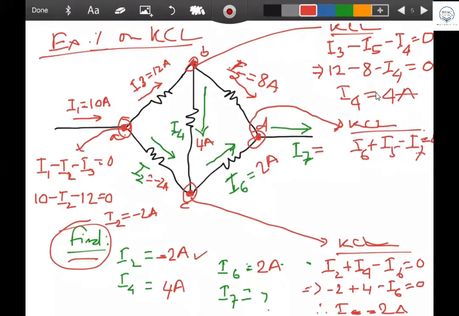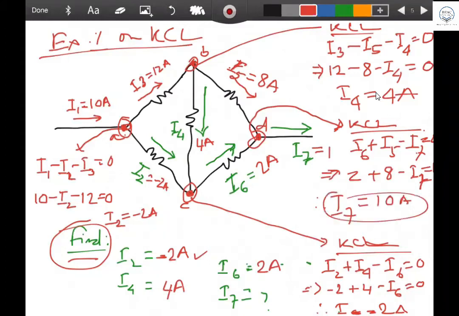Now I6 equal to what? 2 ampere. Plus I5 is what? 8 ampere. Minus I7 equal to 0. This is 10, sir. So I7 equals 10 ampere. If I7 is 10 ampere, then you can see this is the answer. That's done. So all the 4 currents are found.